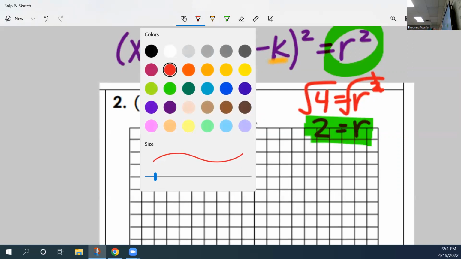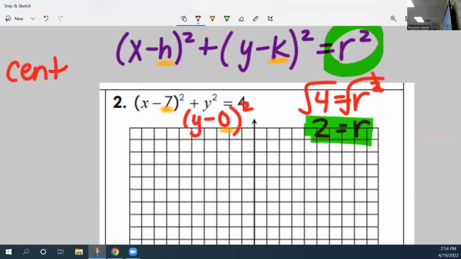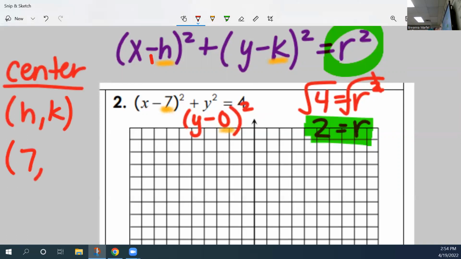So your center is h comma k. So it's positive 7 because the formula says that has to be negative. So you're just trying to find the number behind it. So 7 comma 0. Okay, now we go graph it.